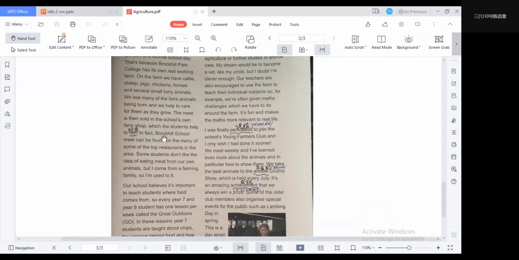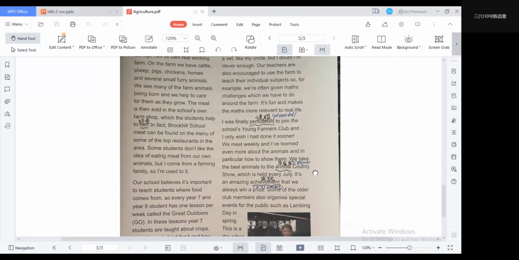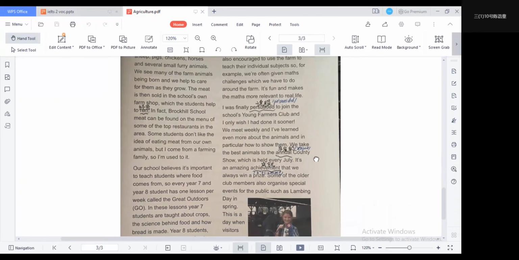In fact, the school's meat can be found in some of the top restaurants in the area. Some students don't like the idea of eating meat from our own animals, but I come from a farming family, so I'm used to it.